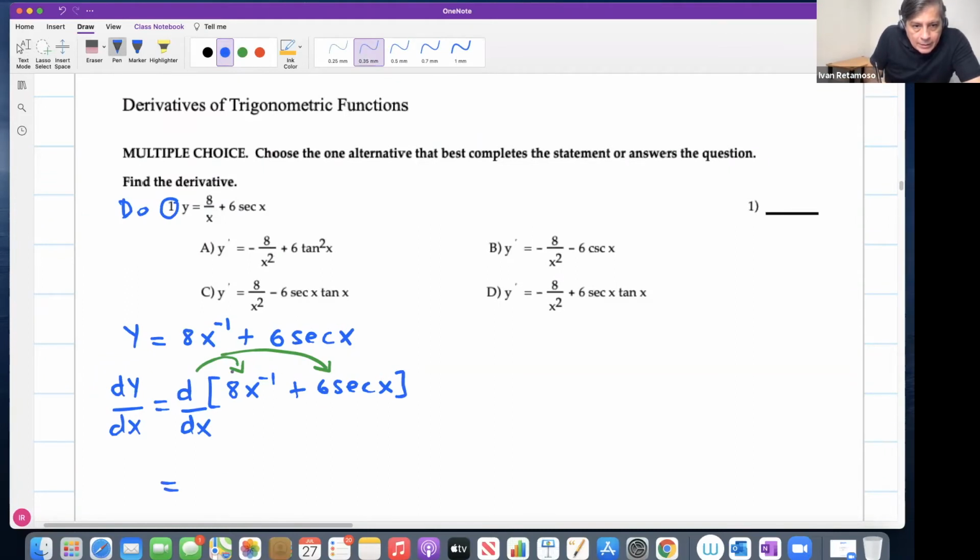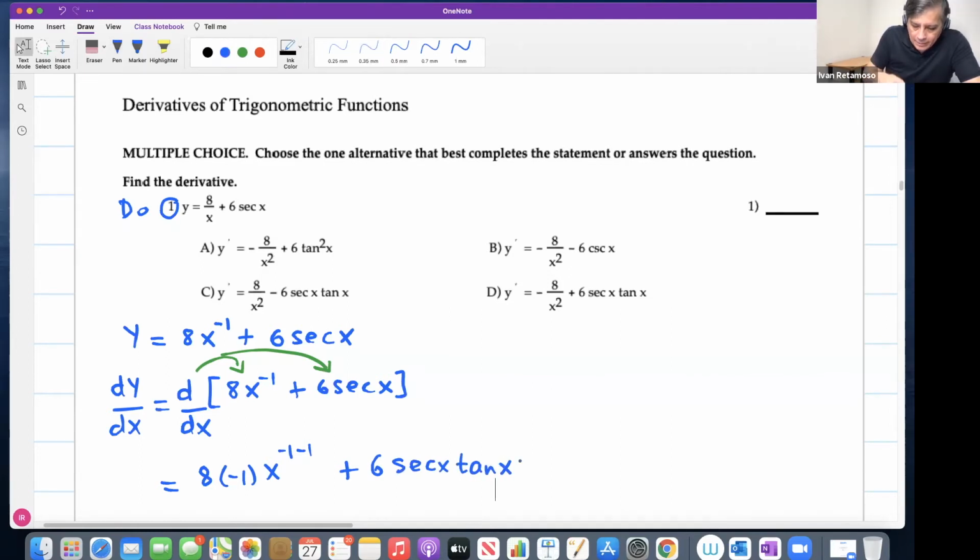You're supposed to take the derivative of this guy. The 8 is a constant, it comes outside, and the derivative of x raised to minus 1 should be minus 1 up front, x raised to minus 1. We'll deal with that. Plus, in the derivative of this part, I have a constant. I take the constant outside of the differentiation, and the derivative of secant, remember, is secant multiplied by tangent.